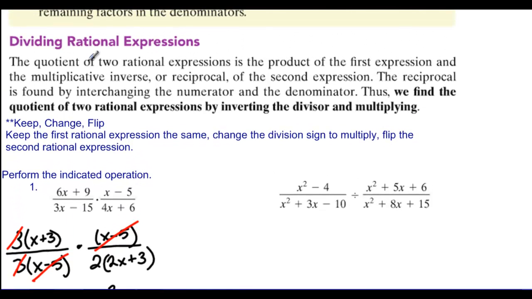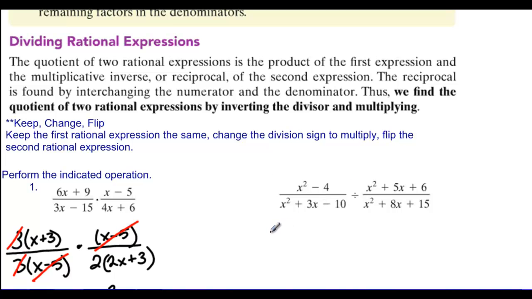If we're going to divide rational expressions, we have to keep the same ideas that we use whenever we're dividing fractions in mind. So keep, change, flip. The first rational expression is going to stay the same. We're going to change the division sign to multiply, and then we're going to flip the second rational expression. So for this next example, we're going to do keep, change, flip, and then we'll go through and factor everything.